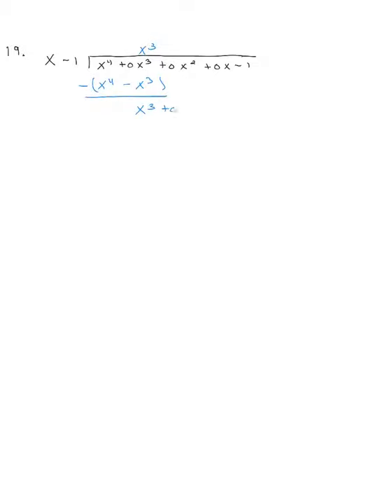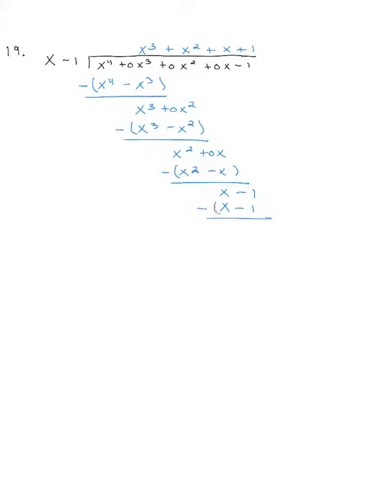And then you can bring down the 0x squared. I need to multiply by an x squared because it gives me x cubed minus x squared. And again, when we take the difference, that's going to be a positive x squared, and I'll bring down the 0x. I'm now multiplying by x, which gives me x squared minus x. And when I take the difference, yet again, we have an x minus 1, and positive 1 will line these things up perfectly so that when I take the difference, I have a remainder of 0.